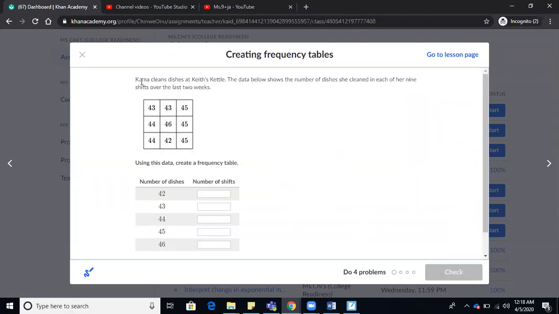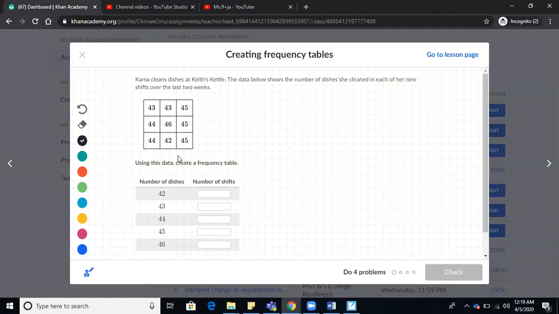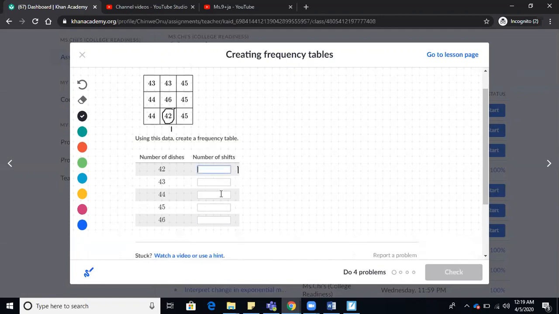So yes, we have a question about someone who cleans the dishes at Keith's Kettle. The data below shows the number of dishes she cleaned in each of her 9 shifts over the last 2 weeks. Use the data to create a frequency table. So here we have the number of dishes, and we're supposed to put the number of shifts that had those number of dishes cleaned. Where we have 42, we're going to look for how many times 42 occurs. So 42 only occurs this one time. So for number of shifts, I'm going to put 1.